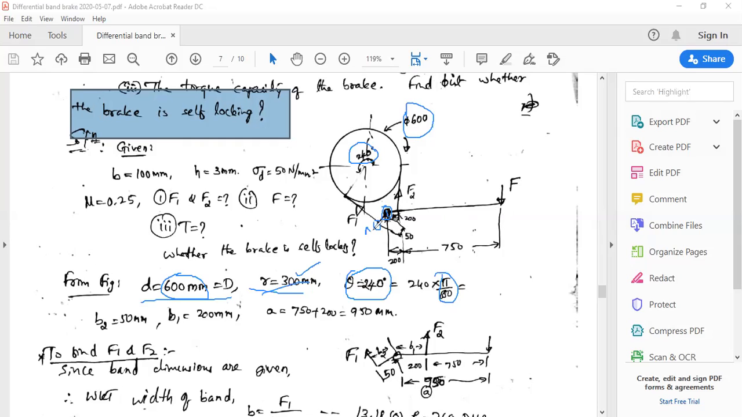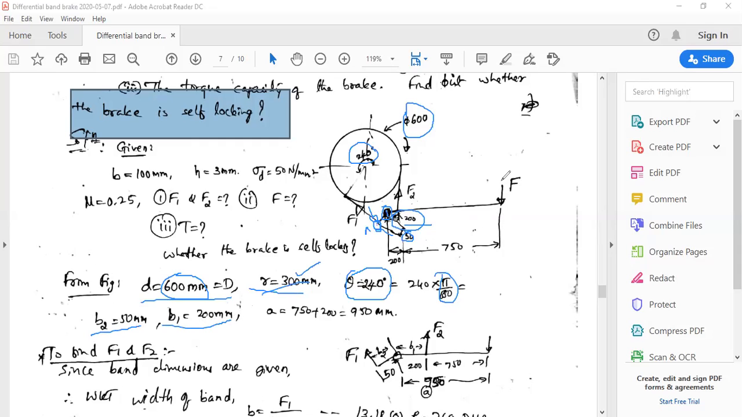The distance between these 2 points is given as 50 mm. As per our notation, this is b2. So b2 is equal to 50 mm. And b1 is also given here as 200 mm in the sketch. So b1 value is 200 mm.